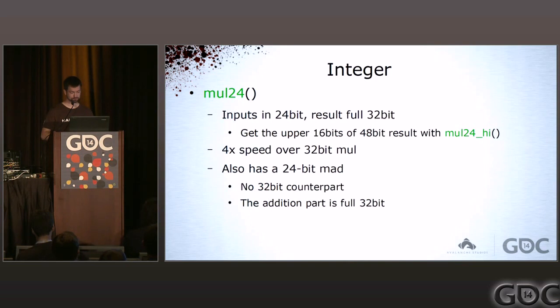Another advantage of the 24-bit multiplier is that there's also a multiply and add instruction for that. So you can also get this addition for free. This is not the case for 32-bit multiplies. There's no 32-bit multiply and add instruction. And if you have this 24-bit multiply and add, the addition part of that is actually full 32-bit. It's only the multiplication that is 24-bit.